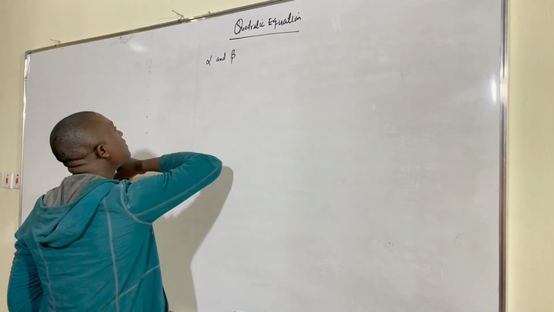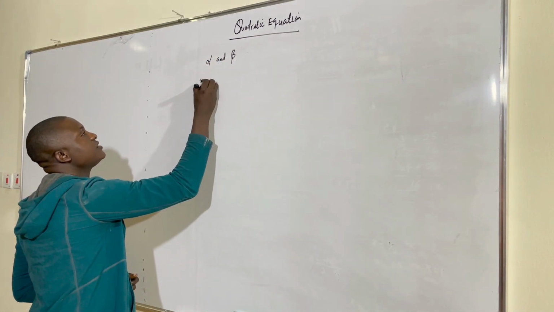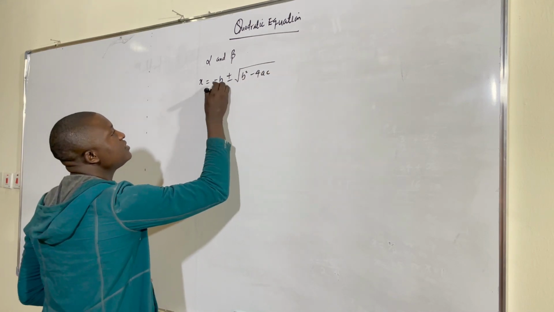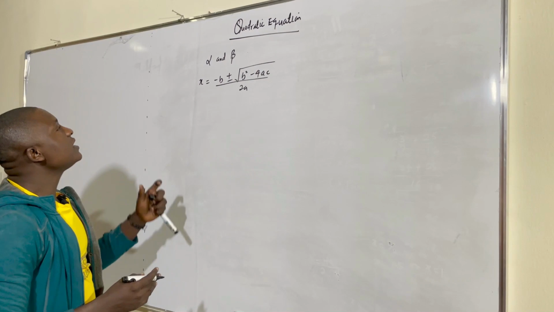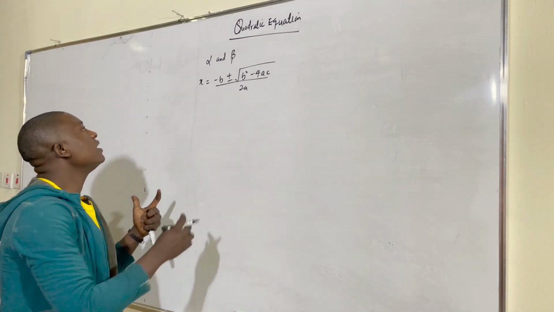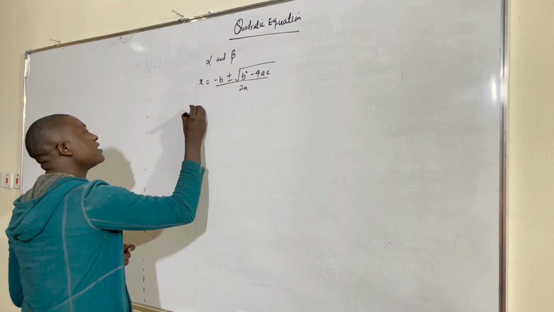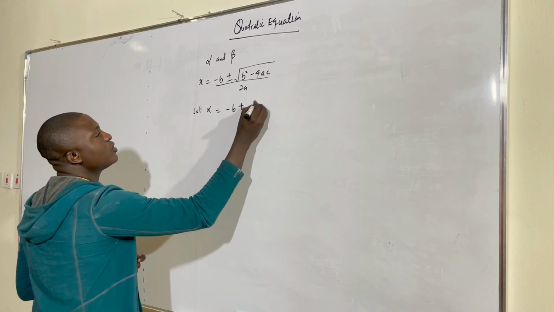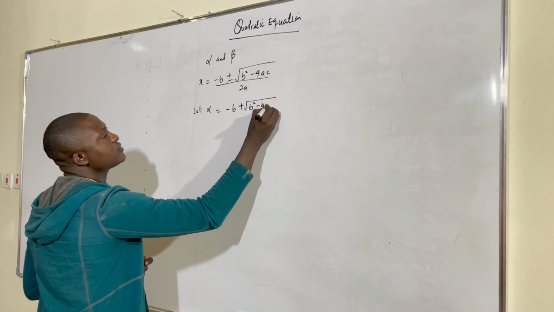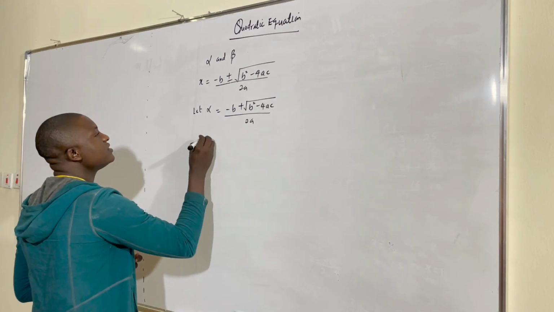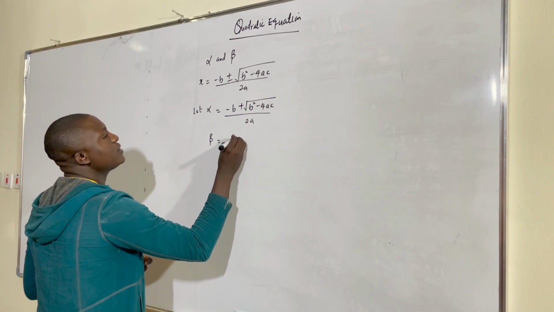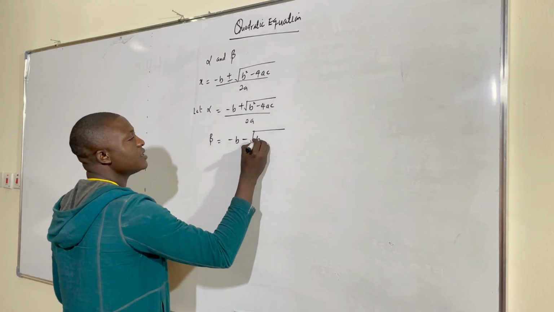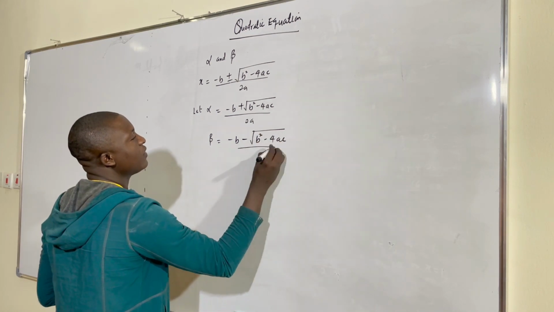Alpha and beta. Let's say, for example, from here we have x is equal to minus b plus or minus the square root of b squared minus 4ac over 2a. Now, let's represent alpha to be when it is positive, and let beta be when it is negative. So let alpha be the first one, which is positive here: minus b plus the square root of b squared minus 4ac over 2a. When it is negative as well, beta is equal to minus b minus the square root of b squared minus 4ac over 2a.